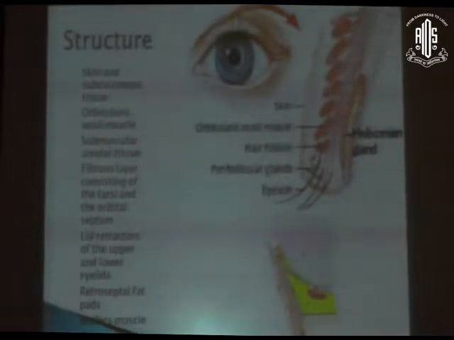The eyelid anatomy and structure is best understood in a sagittal cross-section, where from without inwards we see different layers of the eyelid, starting from skin, the subcutaneous tissue, orbicularis oculi muscle, next the submuscular areolar tissue, then the fibrous layer, which consists of tarsus and the orbital septum. The lid retractors come behind that, and then the retroseptal fat pads, Muller's muscle, and the conjunctiva.